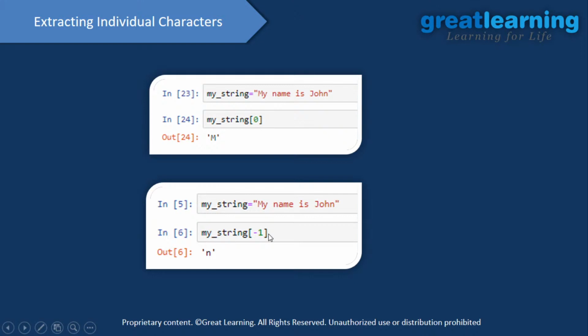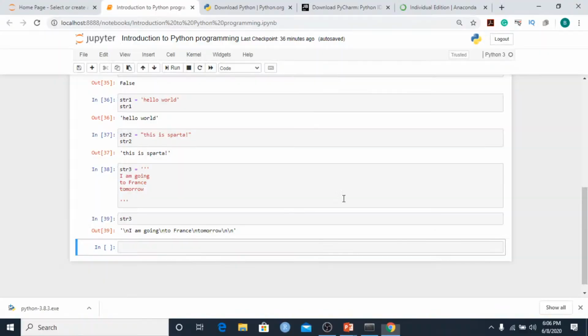Similarly, let's say I want to extract the last character from this entire string. For that purpose, I can use -1. You just have to give the name of the string, which is my_string, and inside square brackets, you type -1. When you type -1, you are extracting the last character. So as you see, we have printed out N.